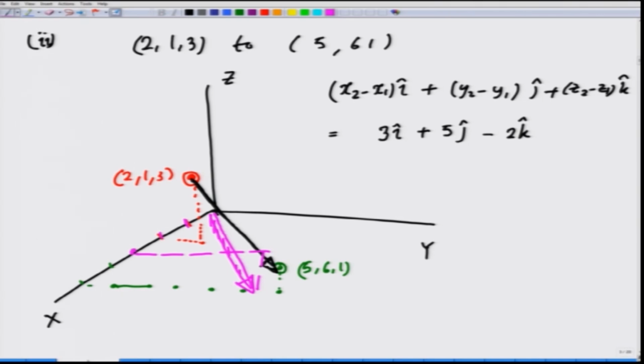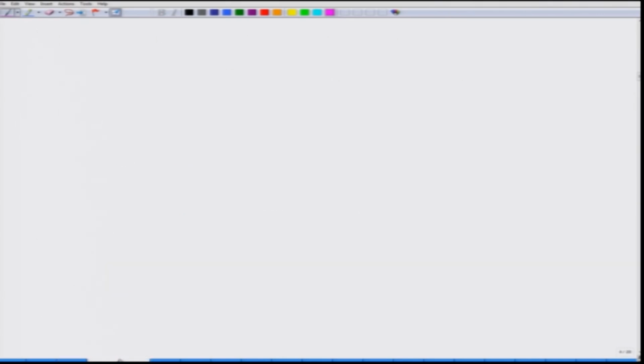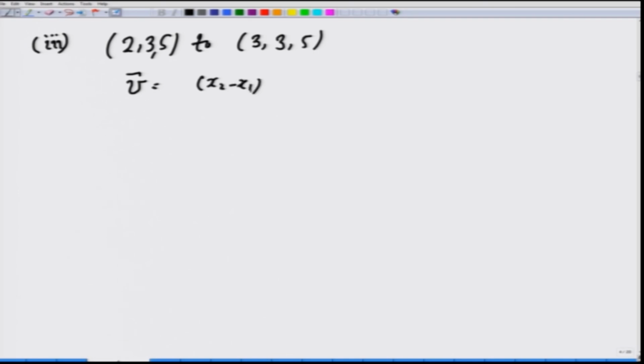So, this is the second vector. Third vector is going to be, now I am not going to make pictures again and again and just give you the answers: 2, 3, 5, 2, 3, 3, 5. Again making the vector is going to be x2 minus x1 i plus y2 minus y1 j plus z2 minus z1 k, which will come out to be i.